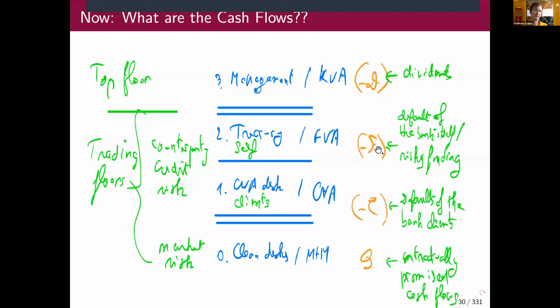F will be of the same nature as C, but will embed whatever is related to the risky funding business of the bank, and the management is distributing dividends, which are denoted by a letter D. But again, our next task is to come up with concrete expressions for these random variables in a static setup, or processes in a dynamic setup.